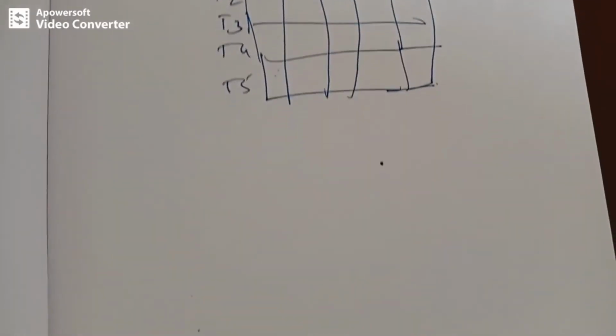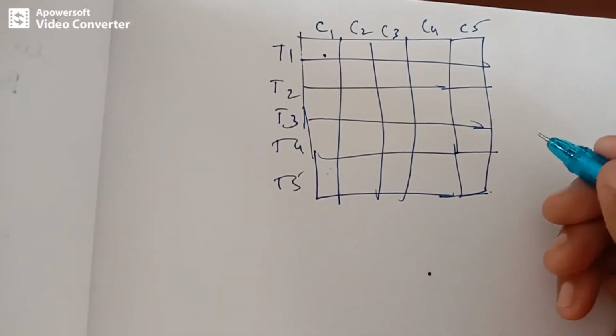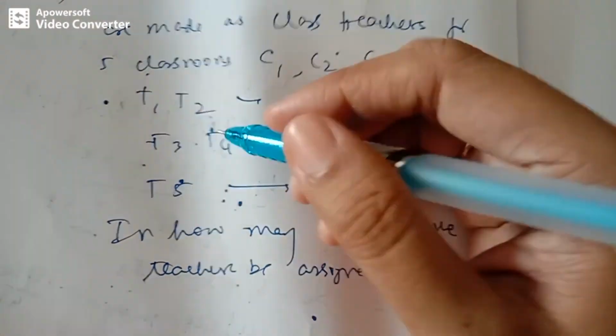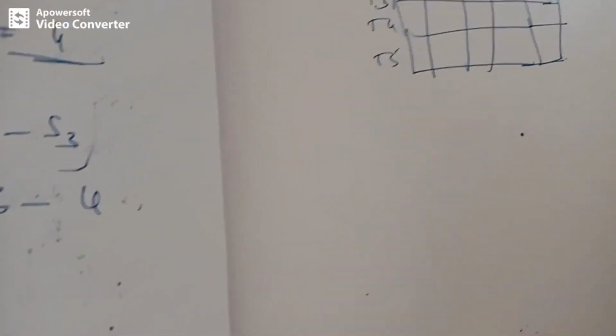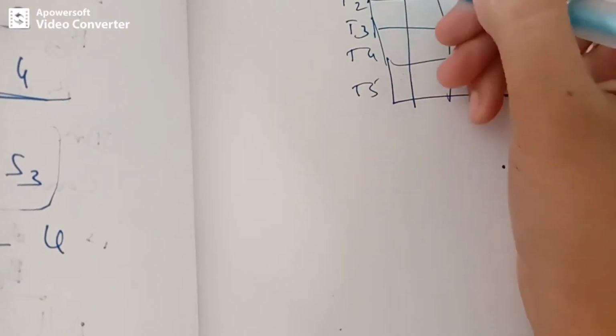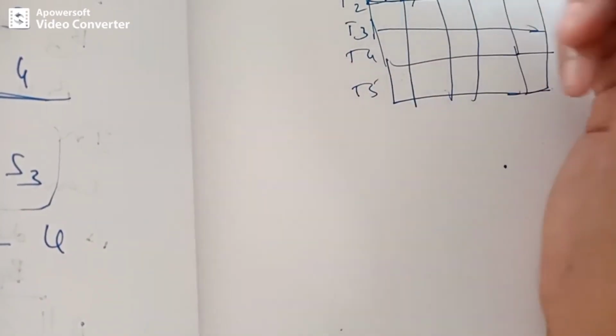Okay, C5, so 5 classrooms. Now the condition is T1 and T2. They do not wish to become class teachers for C1 or C2. Let's mark it. So this is the thing, this entire square board.